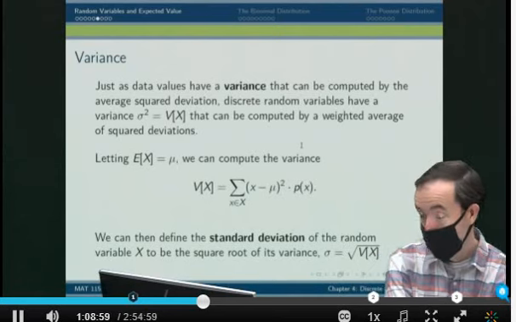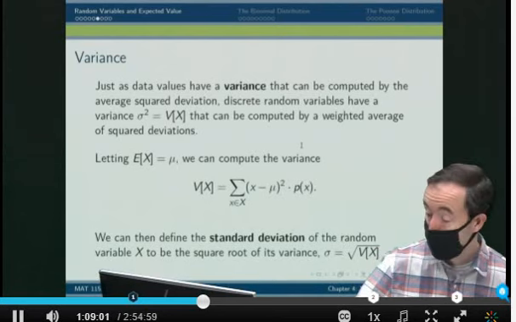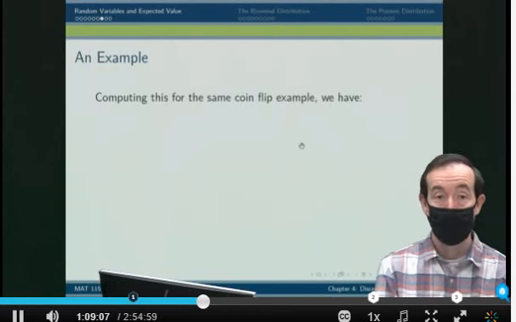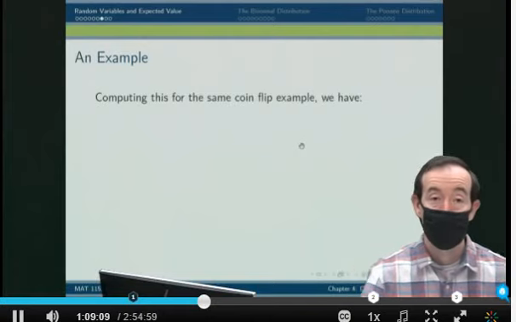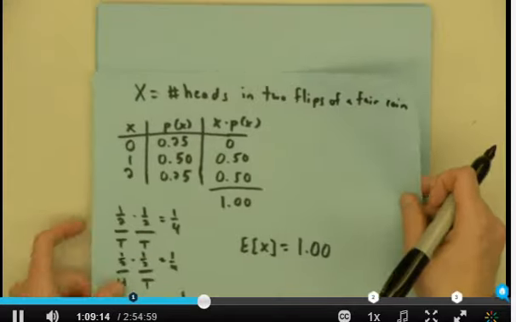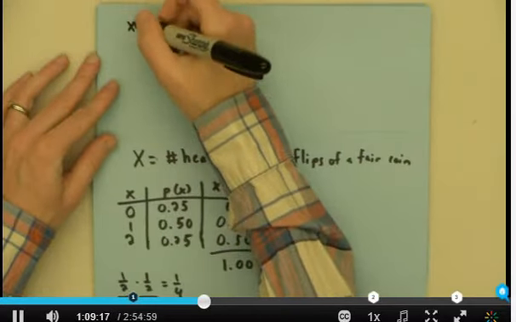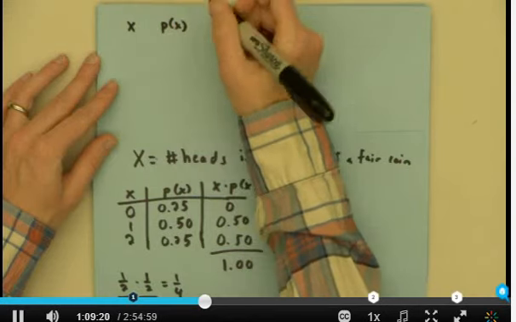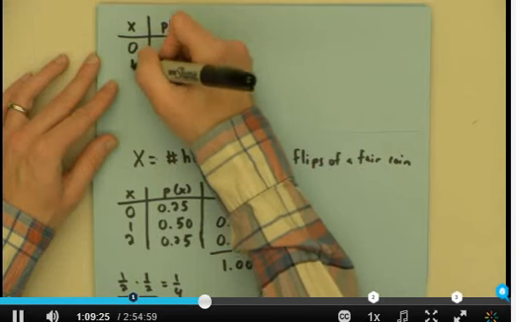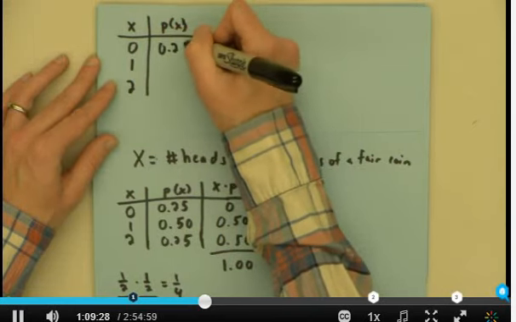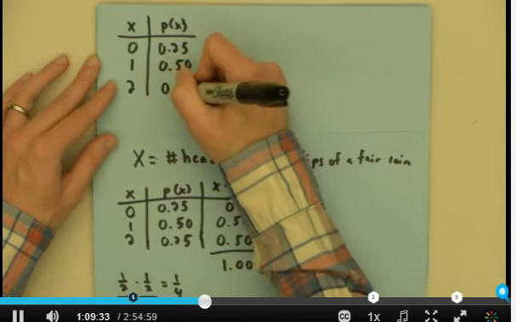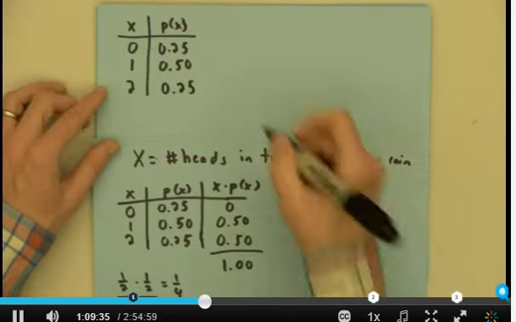All right. So that's a lot of formulas already. Let's compute the variance for the coin flip example. We'll see another way to do this later today. So let me reproduce my chart.